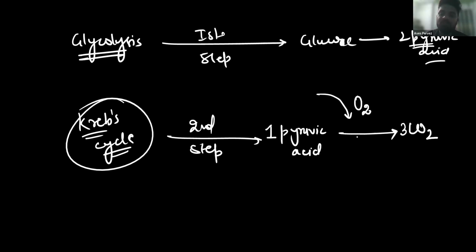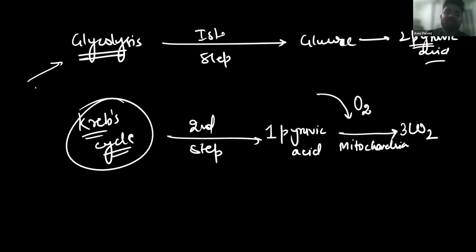This step requires oxygen, and it occurs in the mitochondria of the cell. So if there is a question in the examination, where does aerobic respiration take place? Aerobic means presence of oxygen. So aerobic respiration takes place in mitochondria. Now you can say that.